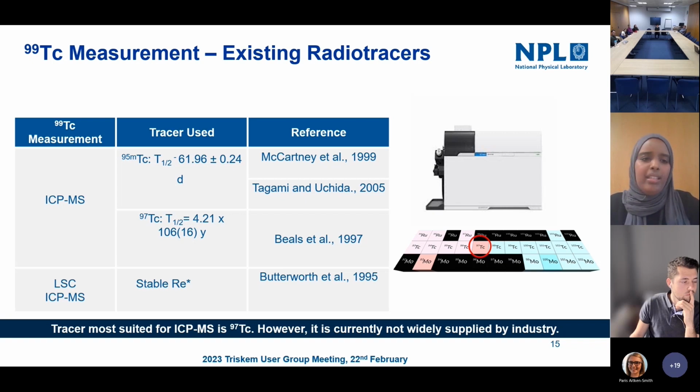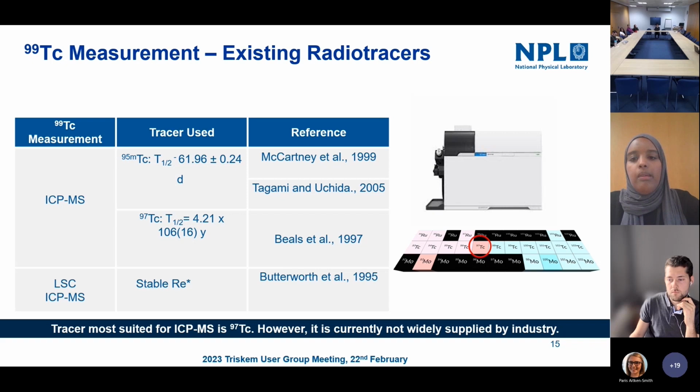There was one, or I think several papers in the late 90s that looked at production of technetium-97. And this would be really well suited for ICP-MS as it's a very long-lived nuclide, but it's not something that is commercially available or available at all by anyone that I know of, at least. So any sort of routes in production, or any sort of work looking into production of Tech-97 would be something that would be of interest to the community, I think, or people who are interested in doing Tech-99 measurement or looking for a suitable tracer.